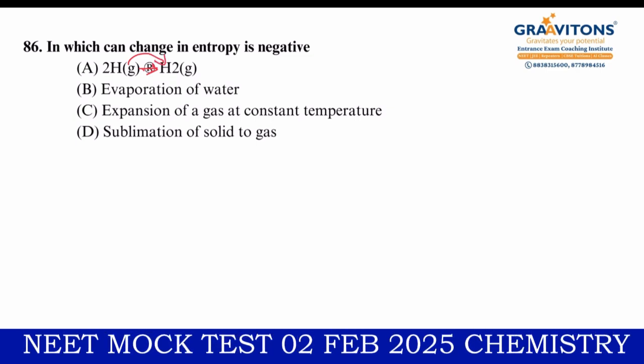and hence the randomness of your atoms will decrease here. So here I can expect delta S could be negative, because randomness, entropy, is nothing but disorderliness, so that will reduce in the first case. Evaporation of water, of course, liquid to gas, you can find entropy increases, and expansion of gas also, where volume is higher and you can find the movement of your gases increases. And sublimation of solid to gas, of course, your entropy, randomness, disorderliness will increase, and hence the correct option would be A.